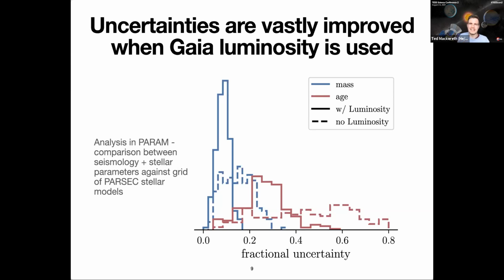And a lot of the reason for that is, I think, similar to what Marc was saying: you're able to determine what's a giant and what's a dwarf, and what is actually a false positive, by using these Gaia luminosities. And so that really improves your ability to actually do interesting science with this data.